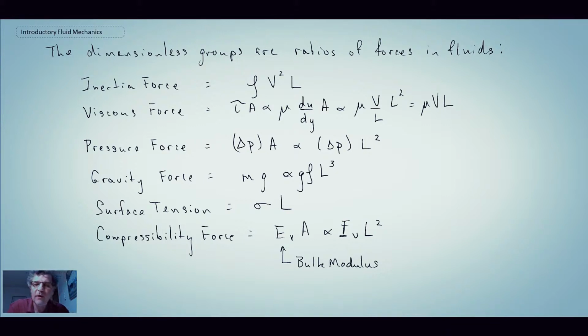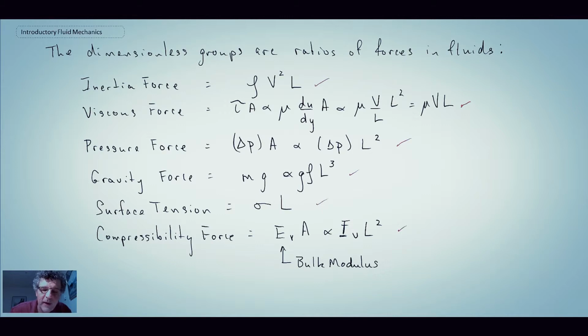Okay, so these are some of the forces that are involved in fluid mechanics. We have the inertia force, that is rho V squared times L squared. Viscous force, we find it's the viscosity times velocity times some characteristic length scale L. Pressure force is a pressure differential multiplied by an area, so we get delta P L squared. Gravity force is mass times gravity, which works out to be density times some length scale cubed times gravity. Surface tension would be the surface tension coefficient multiplied by some length L. And finally, the compressibility force is the bulk modulus multiplied by some area.